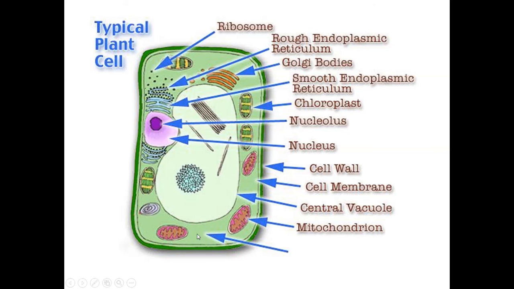And then last but not least, we have all this fluid that just kind of keeps everything together, and that would just be the cytoplasm. And there you go, that's a basic diagram of where all the cell organelles are.